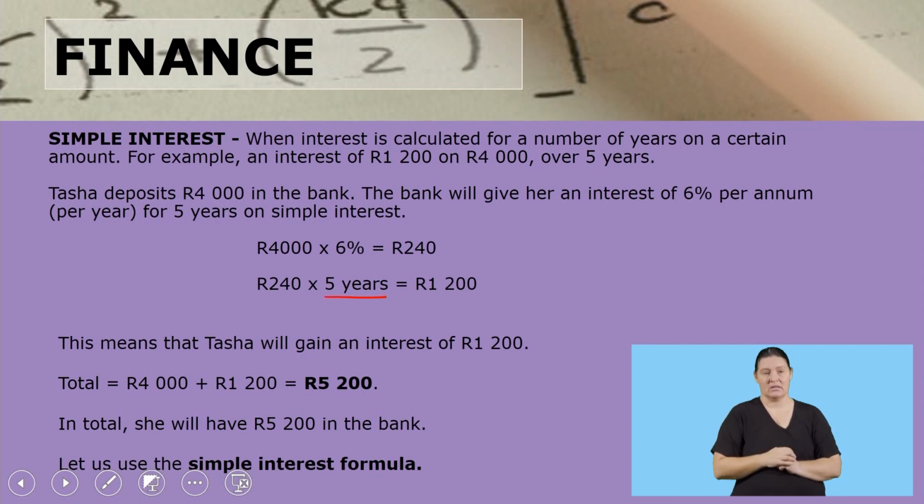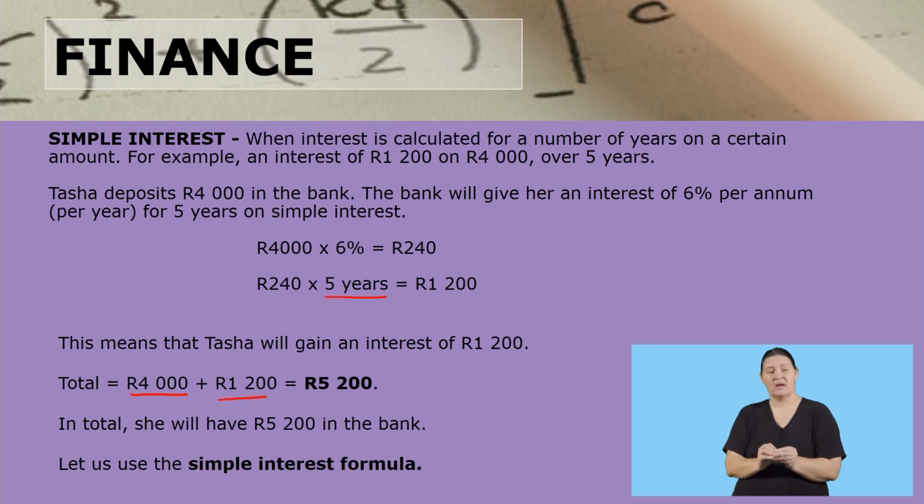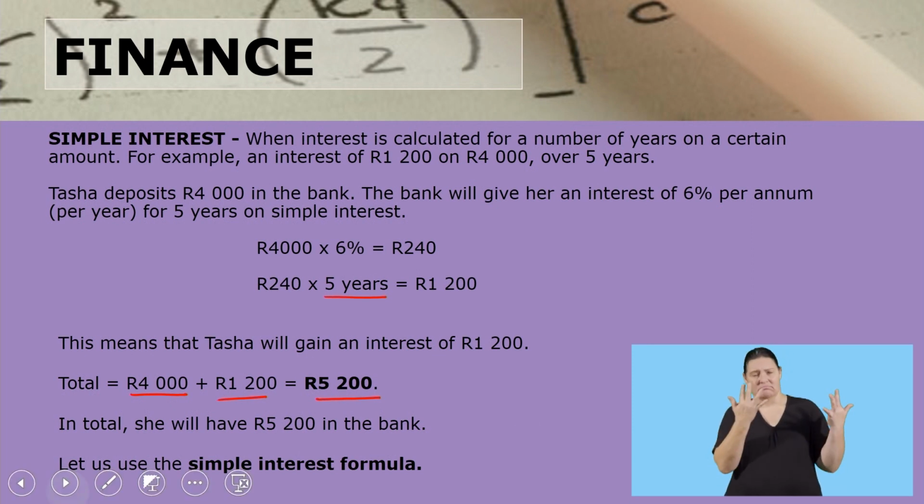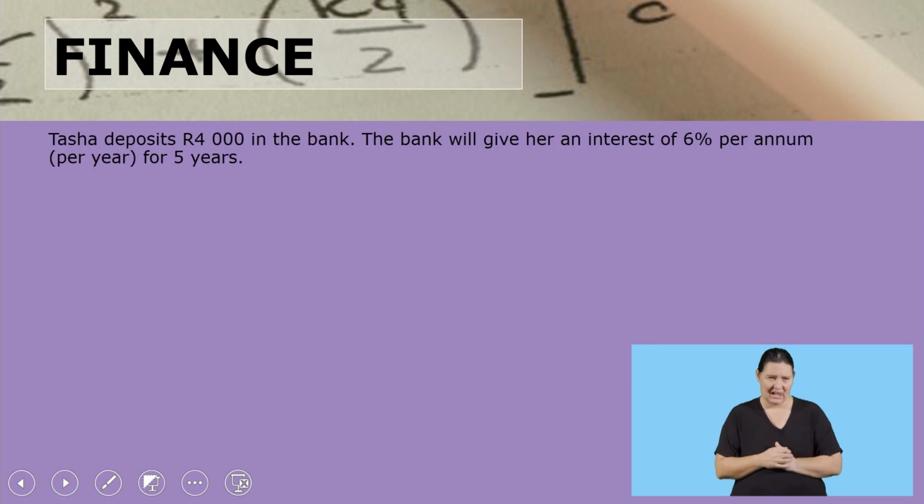So in total, this means that Tasha will gain an interest of 1,200 rands. And then the total amount that she will have in her bank account, that's going to be the 4,000 that she initially had. And then we are going to add the interest that Tasha has gotten from the bank. And that is going to give us 5,200 rands. So in total, she's going to have 5,200 rands in the bank. But then there is a formula that is used to calculate this simple interest. And that is the last point that we are going to look at today.